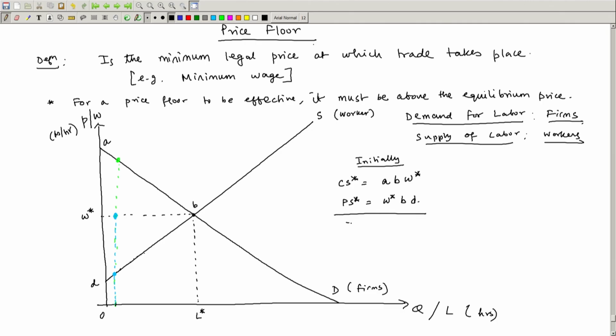Now, if you aggregate these two, you are going to get the total area A, B and D as before, right. So, even under a ceiling, if this was our status quo, we had quantity of goods and on the y direction was the price. If you aggregate the producer surplus and the consumer surplus, you would have gotten the area A, B and D.